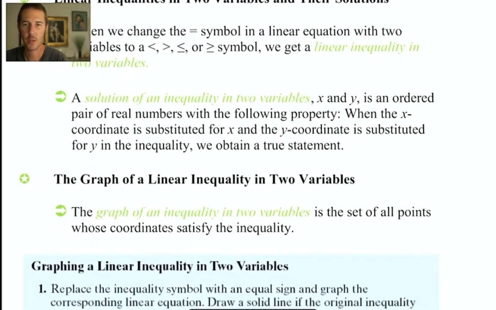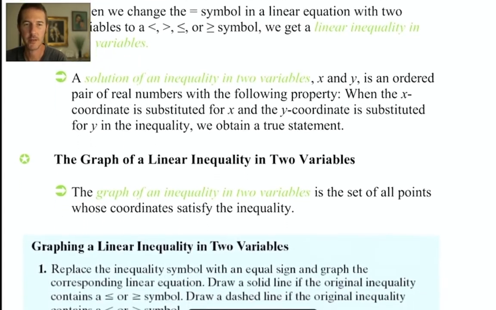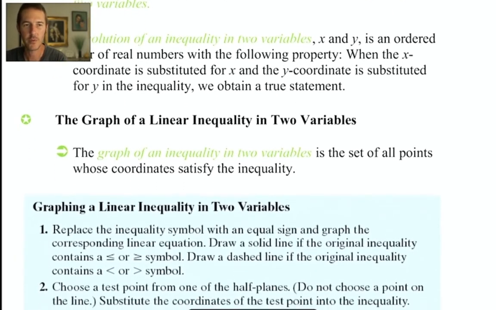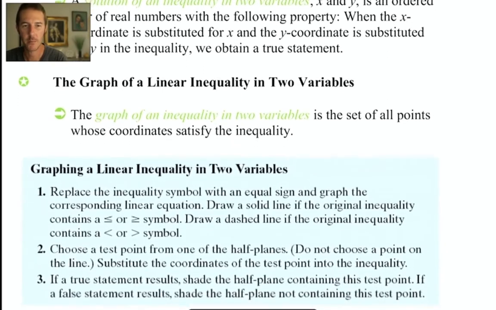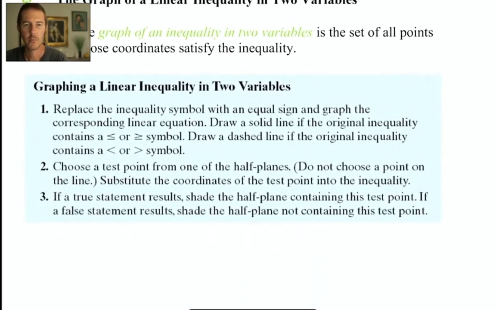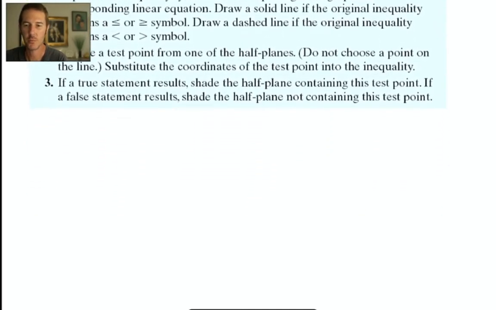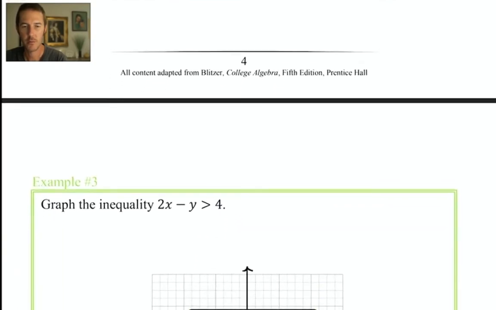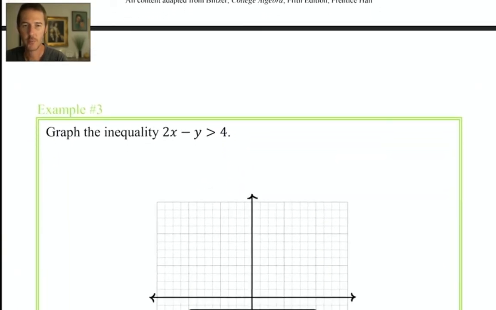So we're going to be working with the greater than or less than or equal to symbols. We'll be working with two variables on the xy coordinate plane. Here's a step-by-step approach for graphing a linear inequality in two variables. You're welcome to read that. I'm just going to talk through the process using my own description.